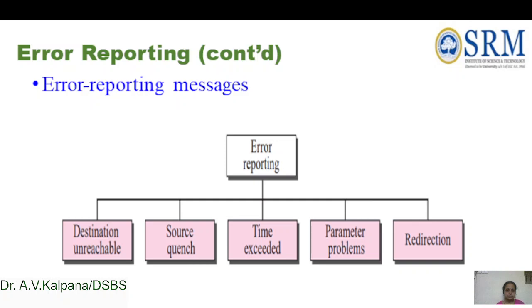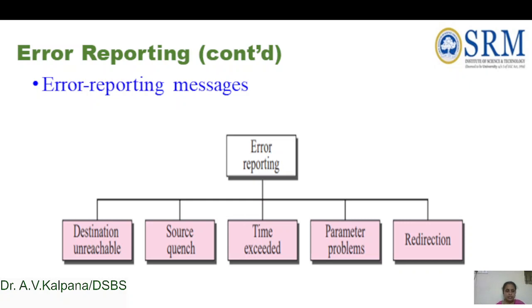Next is parameter problems. If the parameters are not properly set, the router and destination host can send a parameter problem message to the sender, so that it can set the parameters properly and resend it. The next one is redirection.